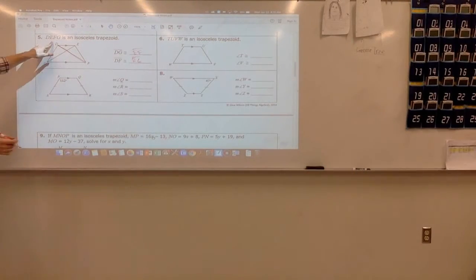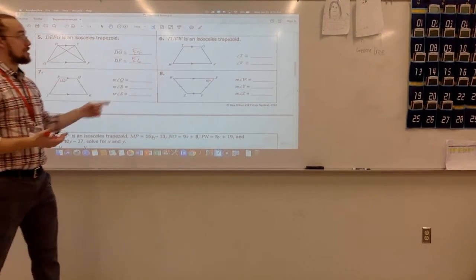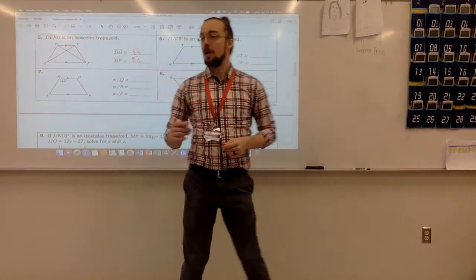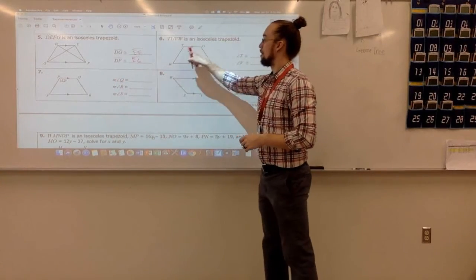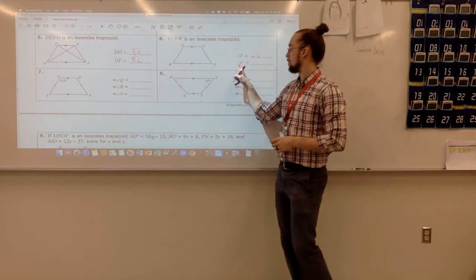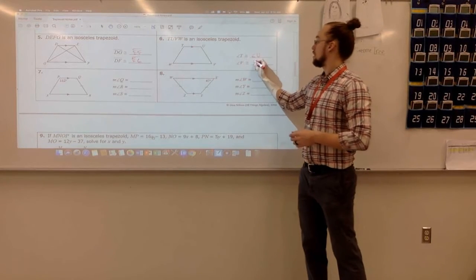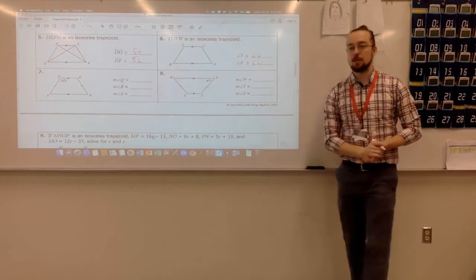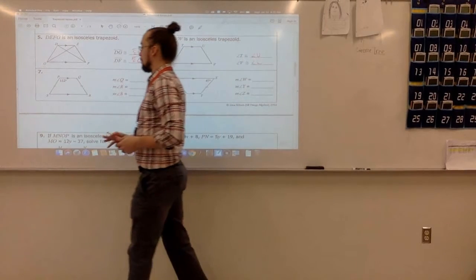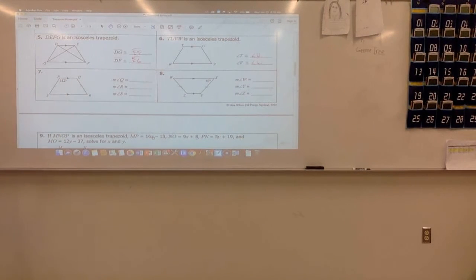So number 6 asks about the angles then. So angle T would be congruent to angle U, because we know that base angles are congruent in an isosceles trapezoid, and then angle V, angle W. So then these two here, finding missing angles, we're only given one angle for each of these.